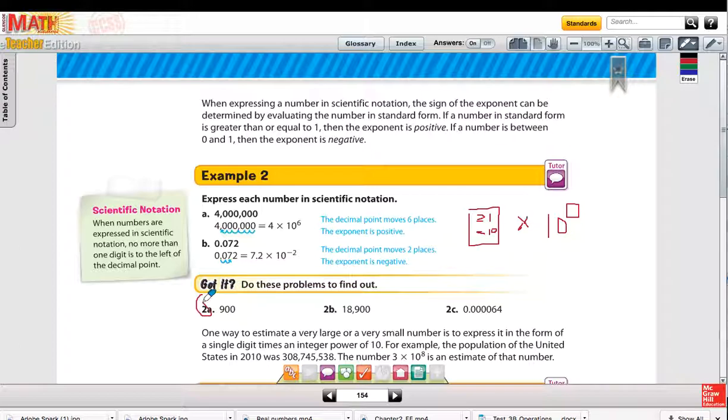So in 2a, we have 900. We have to put a decimal somewhere in this number to make it greater than 1 and less than 10.